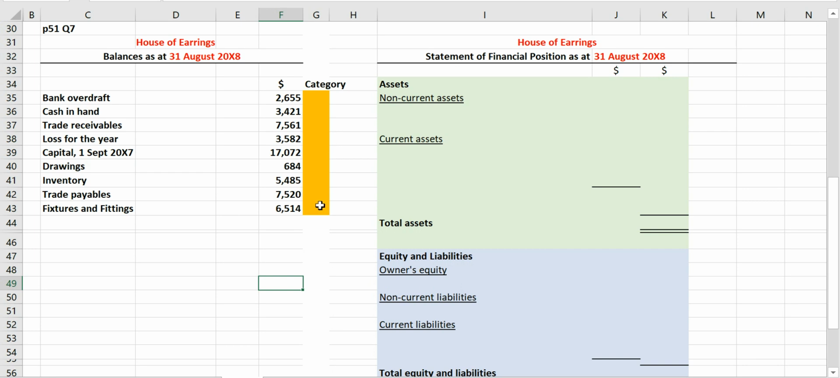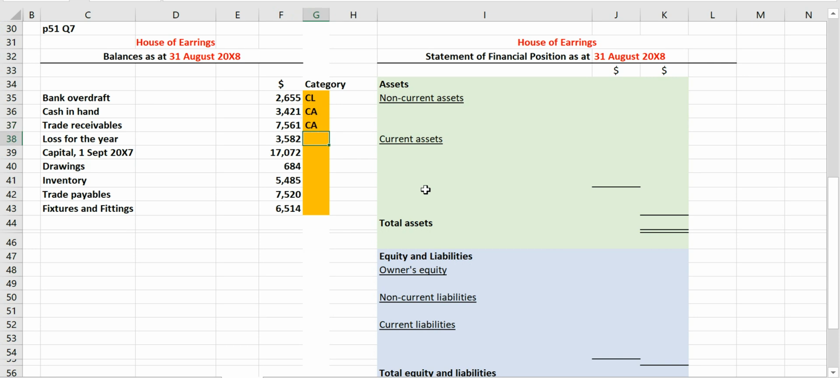Step 1 of doing this question is to categorize each of these items according to the 5 categories that we have just mentioned. Now let's begin. Bank overdraft is the obligation that the business owes to the bank that is expected to be repaid within a year, so it's classified as current liability, CL. Cash in hand is a current asset. Trade receivables is easily convertible to cash, so it is a current asset.